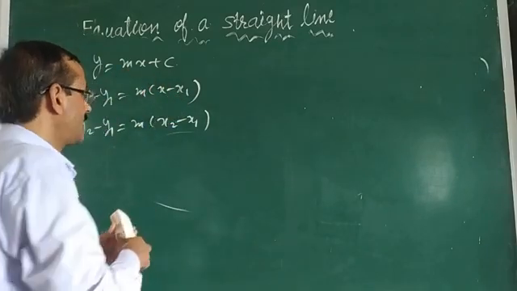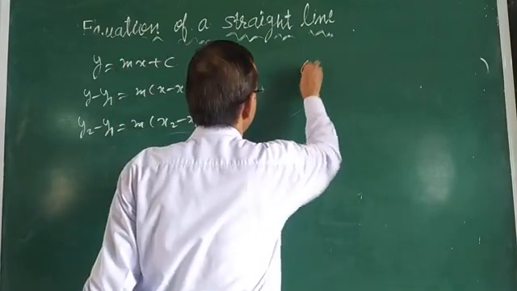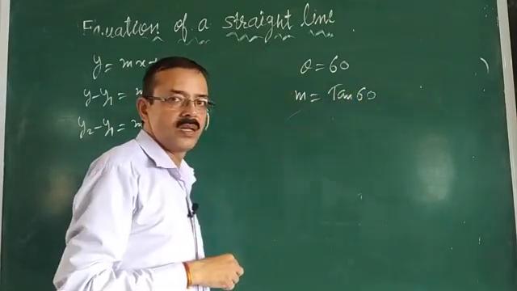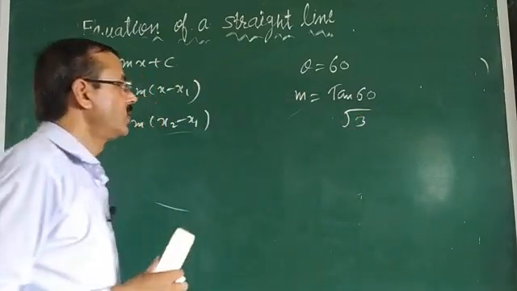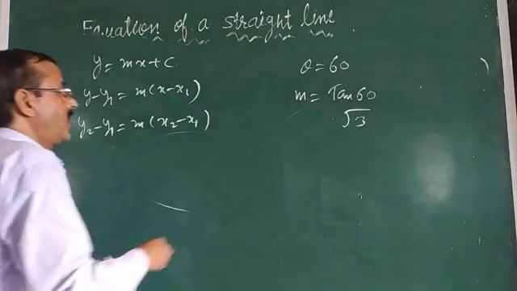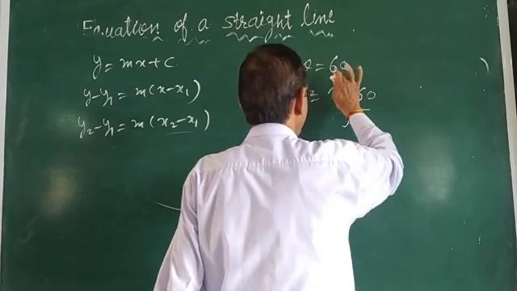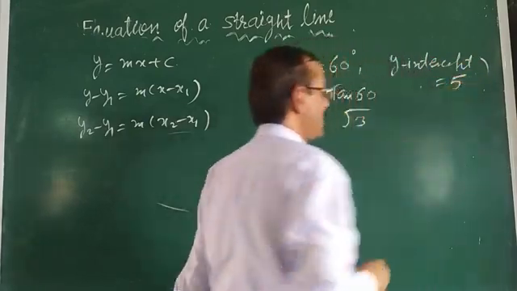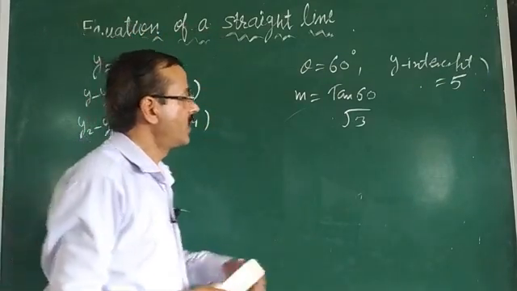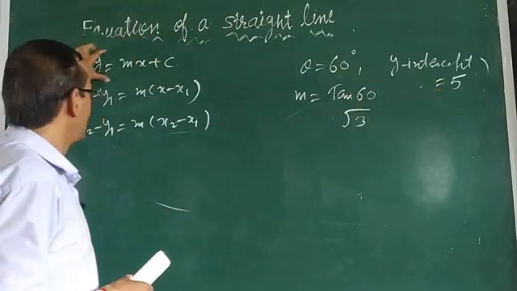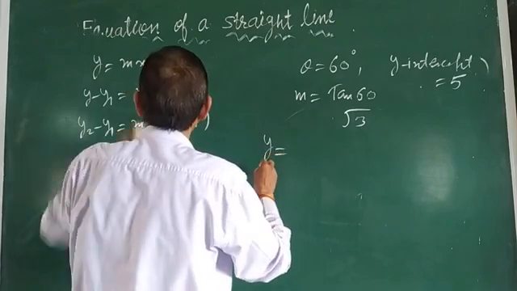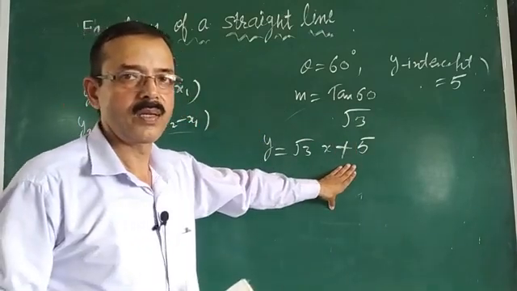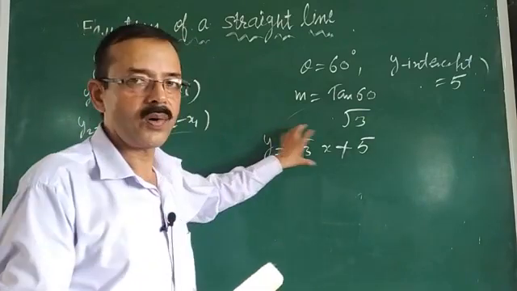If it is asked that a line is inclined at 60 degrees, it means theta is equal to 60. So first you have to find the slope. m is equal to tan 60. Tan 60 value is √3. And suppose the y intercept is given as 5, meaning it cuts the y axis at a distance of 5 units. Both are given, the point is not given, so we have to use the equation y is equal to mx plus c. Here y is equal to √3x plus 5. This is the required equation of the line. Second, this is used when slope and y intercept are given.